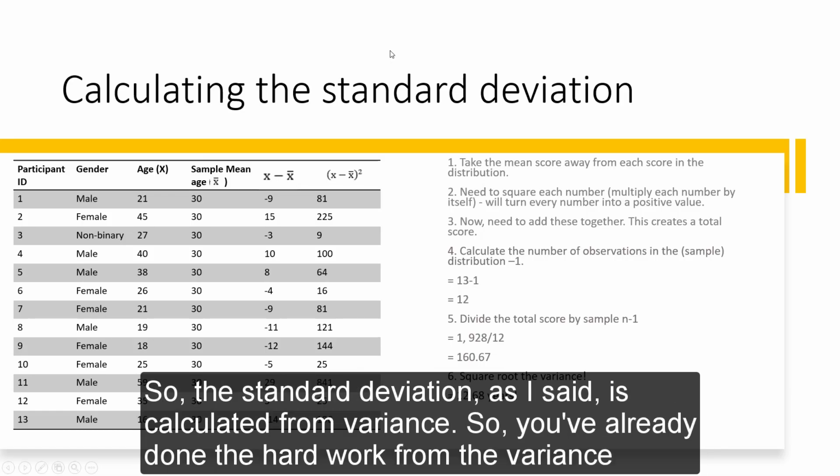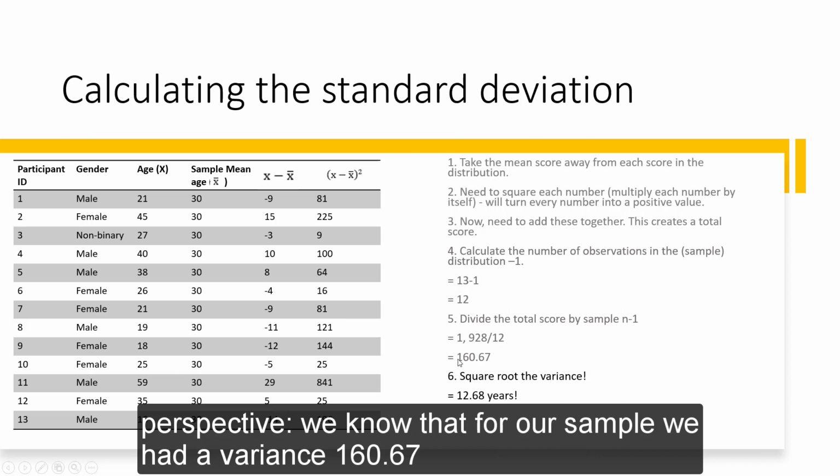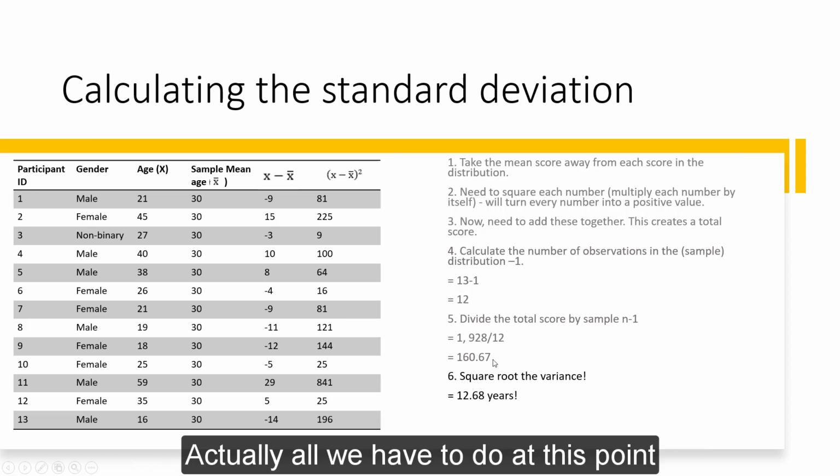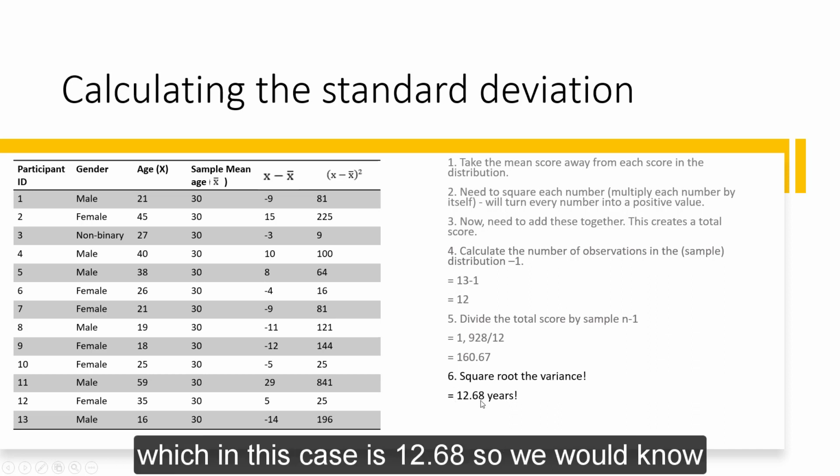So the standard deviation, as I said, is calculated from variance, and you've already done the hard work from the variance perspective. We know that for our sample we had a variance of 160.67. Well, actually all we have to do at this point is take the square root of that value, which in this case is 12.68.